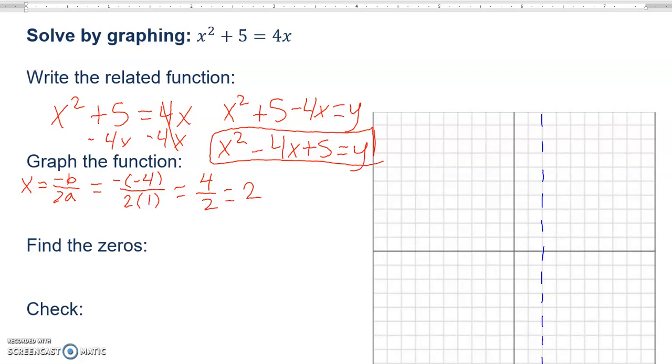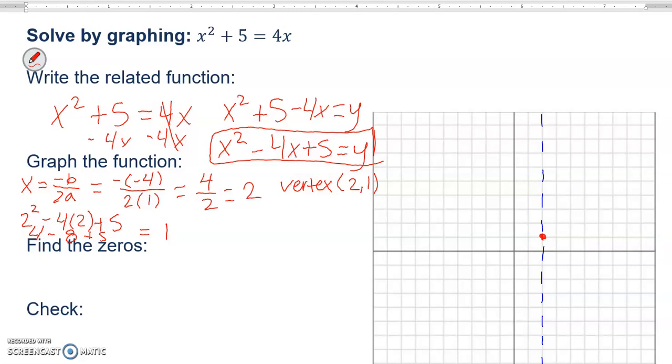Alright, and now we're going to plug that back in to find our vertex. So 2 squared minus 4 times 2 plus 5. So 2 squared is 4 minus 8 plus 5. So 4 minus 8 is negative 4 plus 5 is 1. So our vertex is 2, 1. So over 2, up 1.